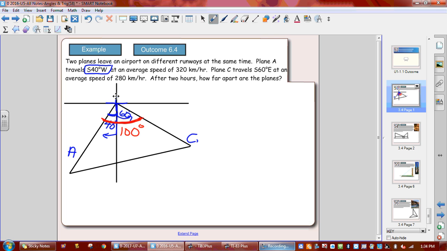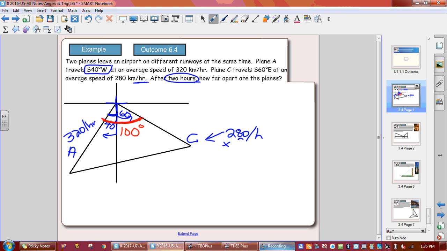Plane C. Alright. So it says at an average speed of 280 per hour. So this one's going 280 per hour, and plane A is going 320 per hour. Now that means 320 kilometers per hour. Now what we've got to do is it wants to know how far apart are they after 2 hours. They've gone this many kilometers after 1 hour. What are we going to do to those numbers? We have to double them. Yeah, we've got to multiply them by 2.